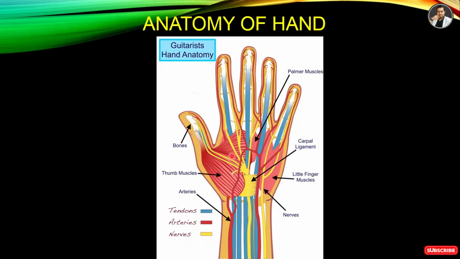The pink ones are the thumb muscles. The palmar muscles are here. The blue part is the carpal ligament. The red part is the little finger muscles. The red part is the nerve.